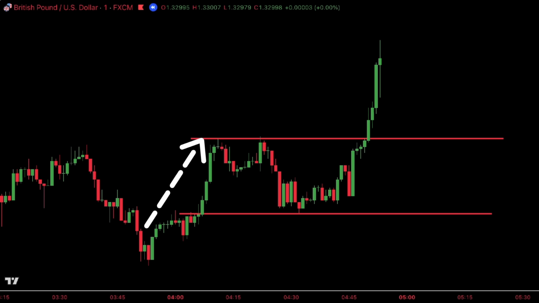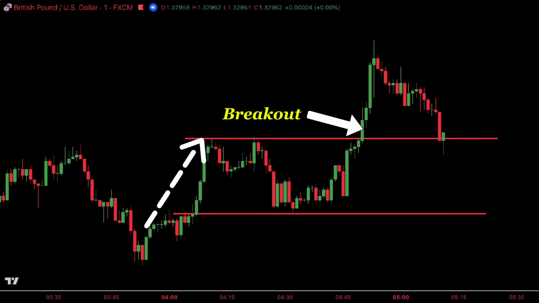A few candles later, buyers break above the resistance level. Instead of chasing the breakout, we remain patient and wait for the pullback. Eventually, the market retraces back to the broken resistance, which now acts as a new support level. Right at this level, a bullish pin bar forms. This is exactly the confirmation we're looking for.